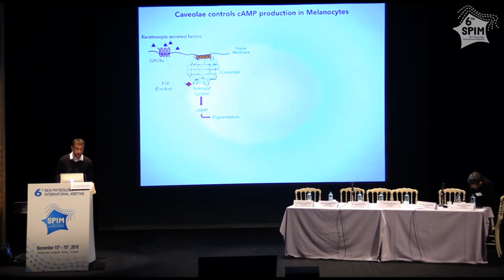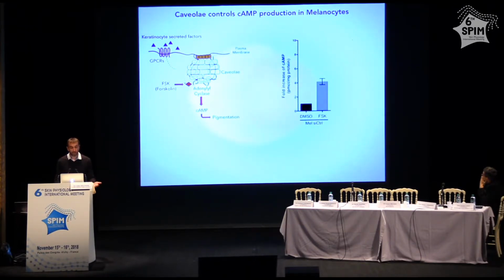For that, we used phospholipid to directly activate adenylyl cyclase, bypassing the need for a receptor. When we monitor the amount of cyclic AMP that is produced, in control cells we observe upon phospholipid treatment a 4-fold increase. That is doubled when caveolin 1 is absent, so when caveolae are not formed. This shows again that caveolae can negatively regulate cyclic AMP production in melanocytes.